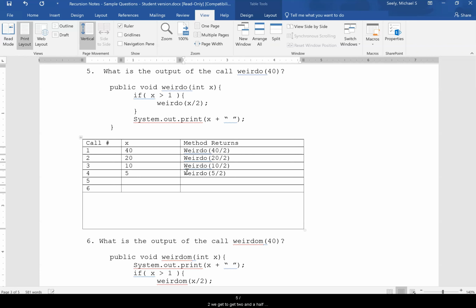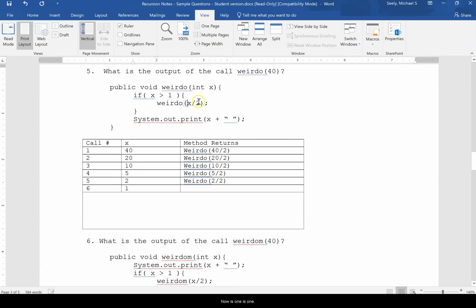5 divided by 2, we get 2. You get 2.5, but remember these are ints, so we chop off the decimal points, so we get 2. So we call weirdo on 2 divided by 2, and we get 1. Now, is 1 greater than 1?